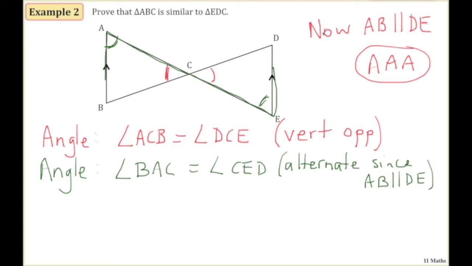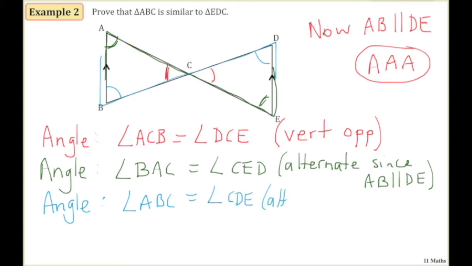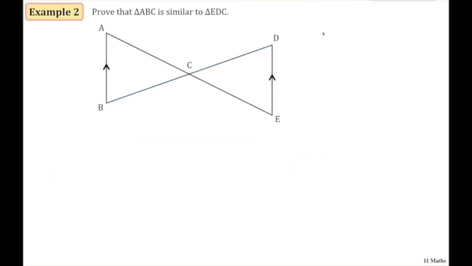And let's go for another one. Let's go for something like this one, angle. Now I know those two angles are also alternate. I've got a Z shape, so angle ABC equals angle CDE, and they are alternate since AB is parallel to DE.